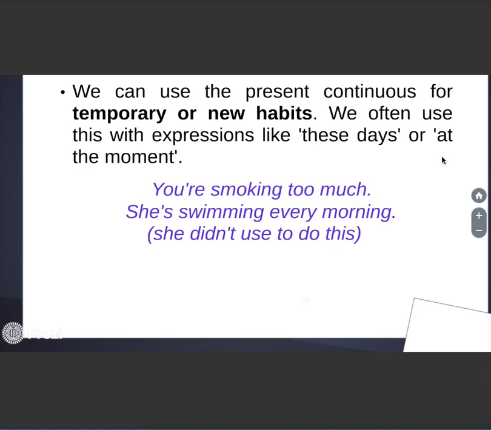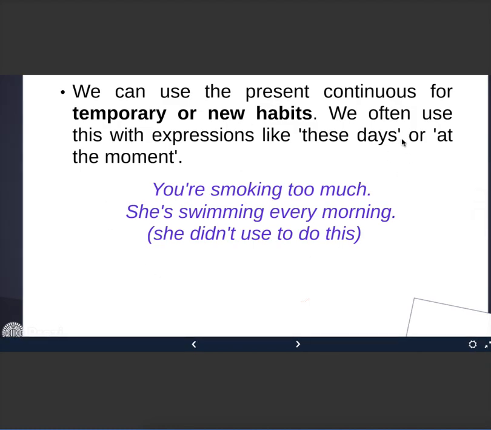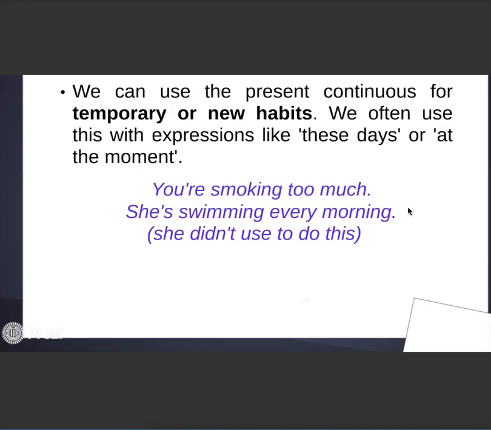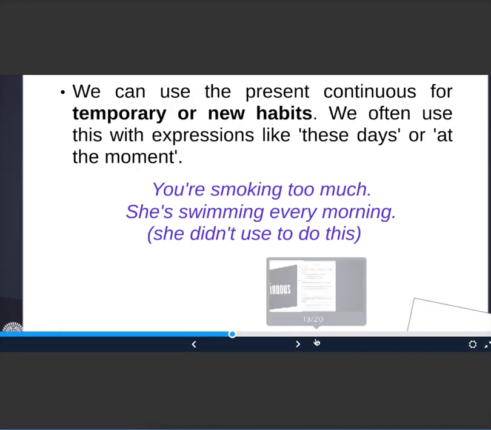So, my dears, don't get confused, no se me confundan. Habits in present simple to talk about usual habits, permanent habits. Habits in present continuous to talk about temporary or new habits. Are you ready? Did you take notes? Yes. Okay, so we are going to continue.